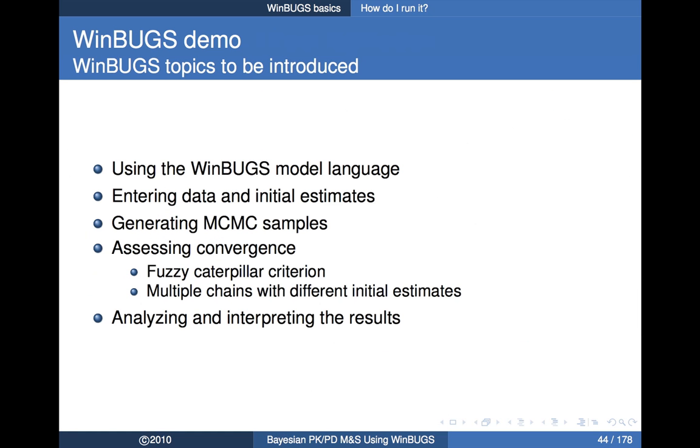The things that we're going to be going through will be: okay, now that's the model I want to do. How do I use the BUGS model specification language to actually specify that? How do I enter the data and initial estimates that I have here? How do I generate my MC samples?